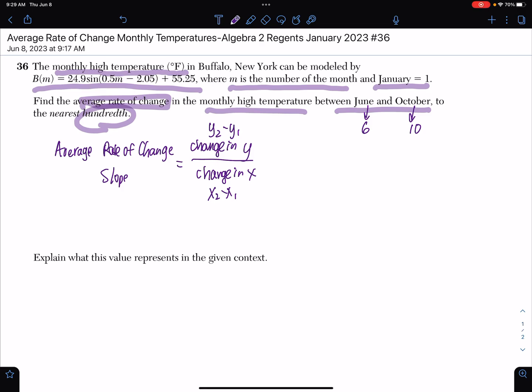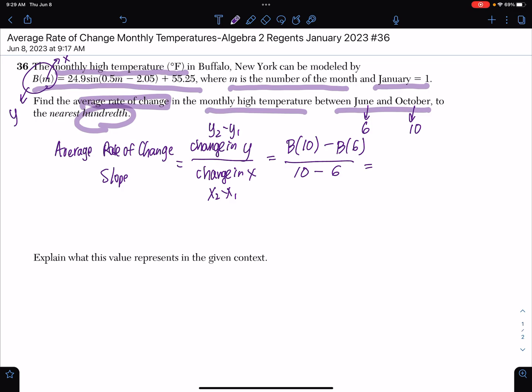Now, if you look at the formula here, B as a function of M is another way of saying y, and the M is another way of saying x. So what we're actually looking for is B of 10 minus B of 6, because we're plugging in the value of 10 to M, and we're plugging in the value of 6 to M. And when you're finding the change, you always do the later minus the before. So the later minus the before. And we're going to do the same thing for the x, so that's 10 minus 6.